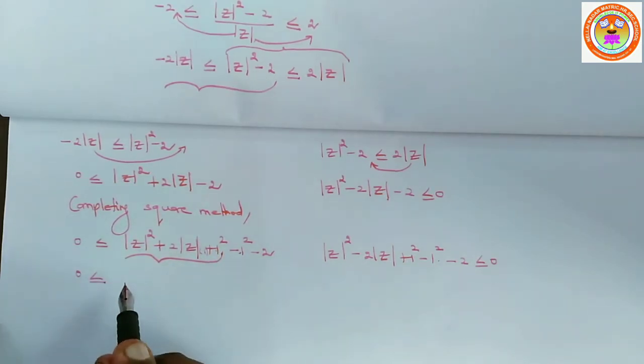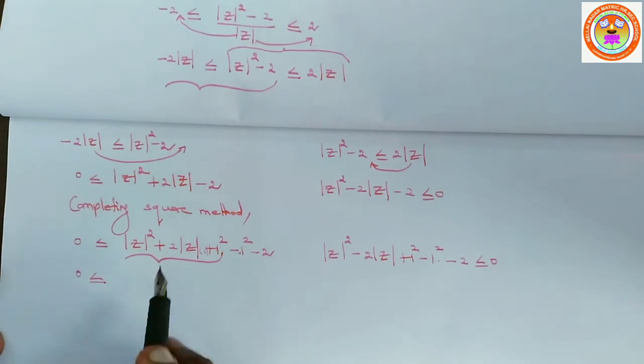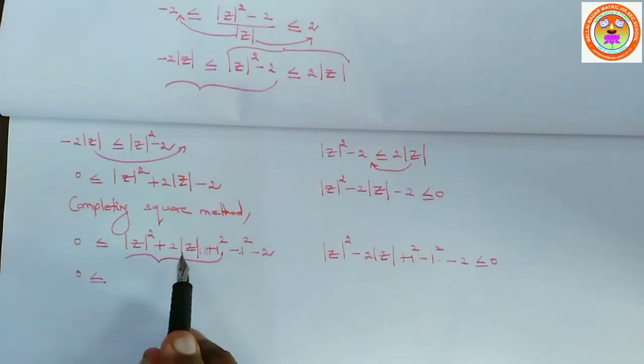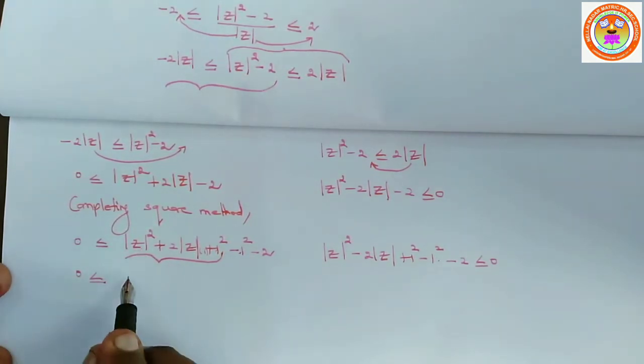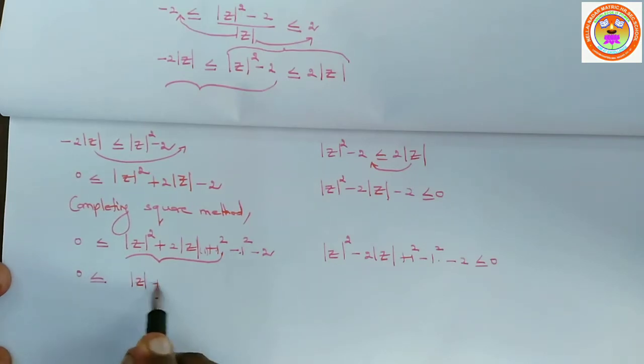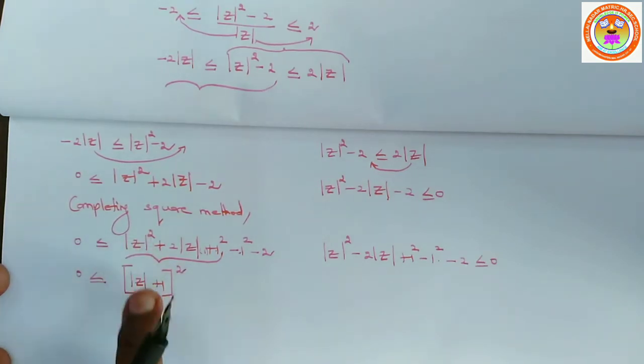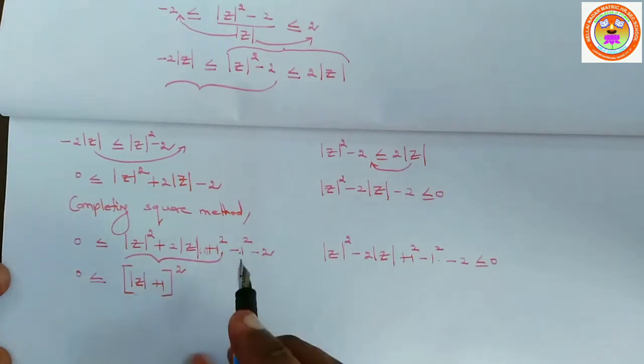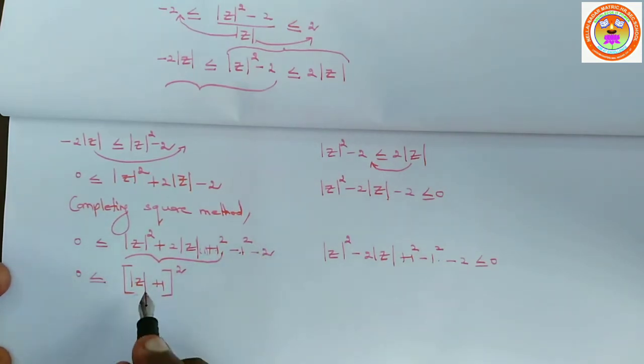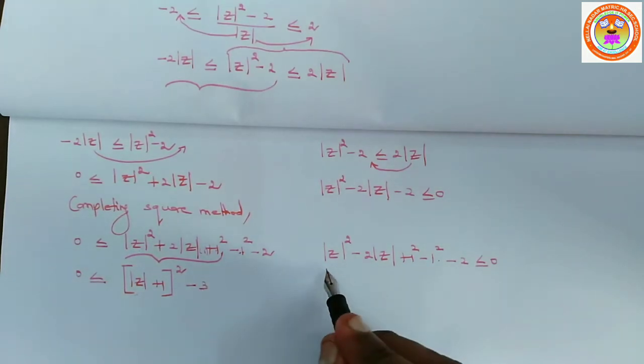So this becomes modulus of a square plus 2ab plus b square. I can write this as modulus of z plus 1 the whole square, (a plus b) the whole square, a square plus 2ab plus b square. 1 square is 1, 1 minus 2 is minus 3. The same is also from here to here.